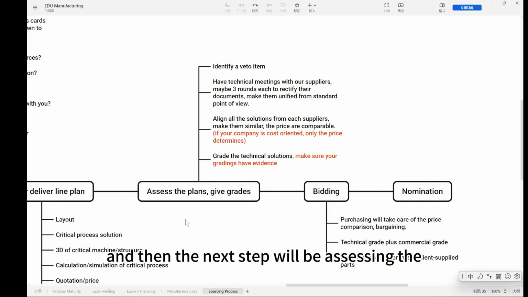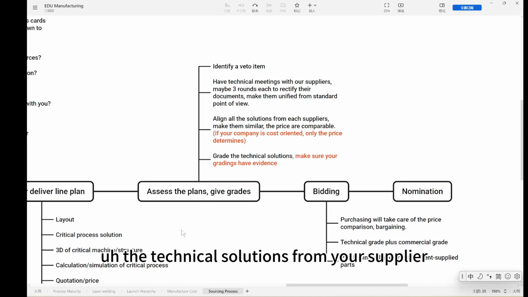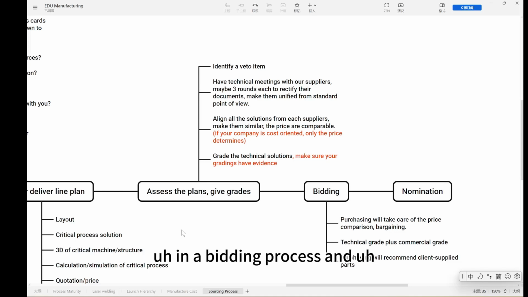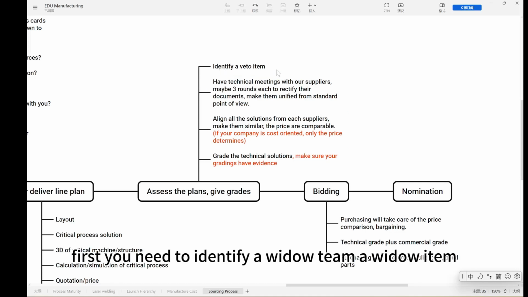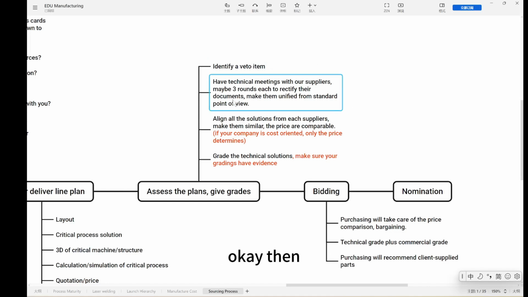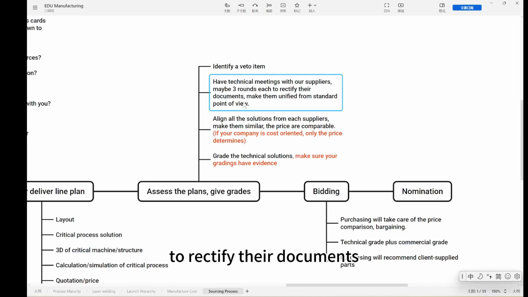And then the next step will be assessing the plans and technical solutions from your supplier and grading them. You have technical grades and commercial grades in a bidding process. First, you need to identify a veto item. As I explained earlier, if it's a crucial process and they cannot fix it or explain it clearly, then they are out. Then have technical meetings with your suppliers, maybe 3 rounds with each, to rectify their documents.